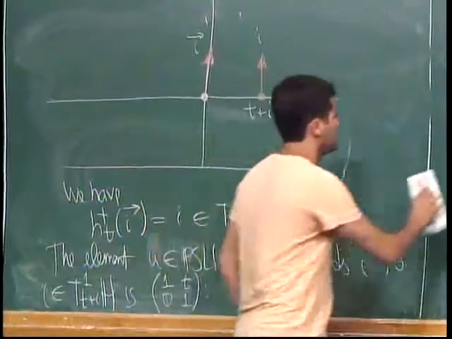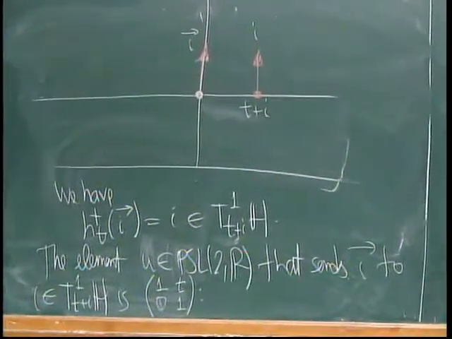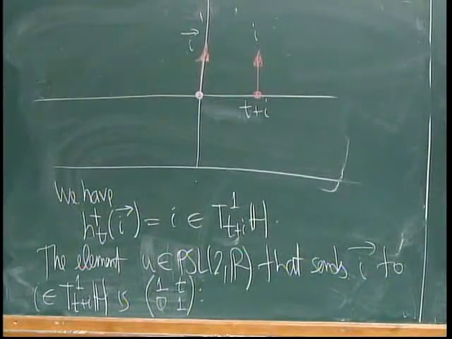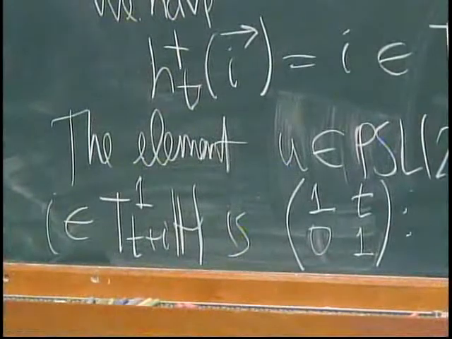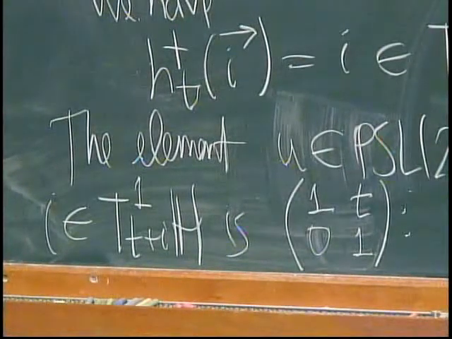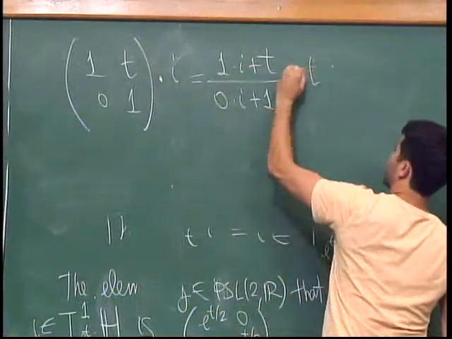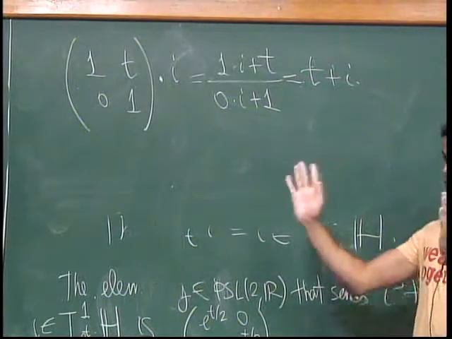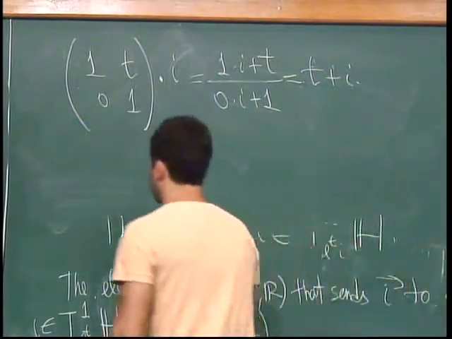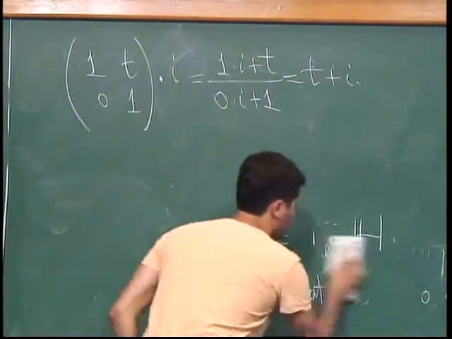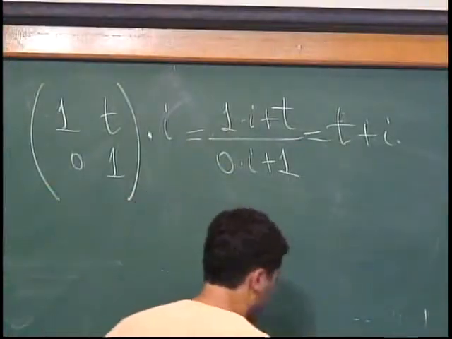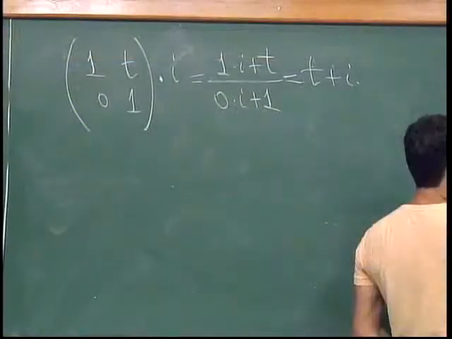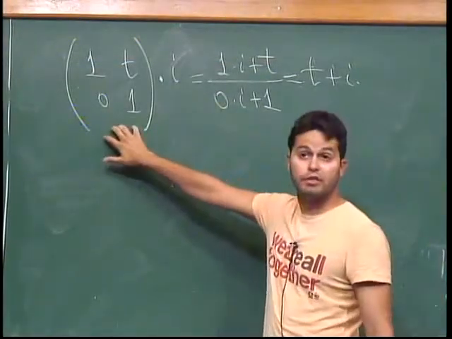Why? You just need to check the base point, right? So if you get 1 T 0 1 and you apply it to I, what you get is 1 times I plus T over 0 times I plus 1. So what you get is T plus I. So if you fix the base point, the vector should also go to the vector here. So in PSL2R coordinates, the horocycle flow acts as multiplication by this matrix here.